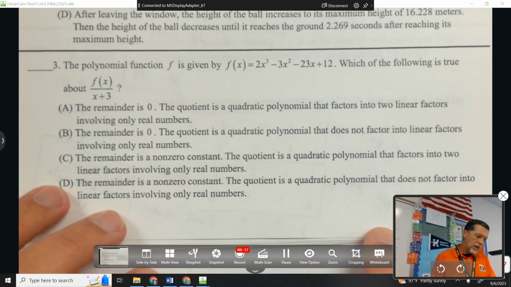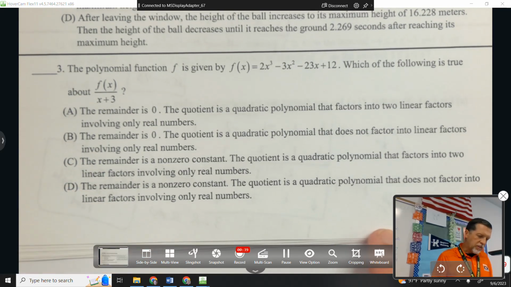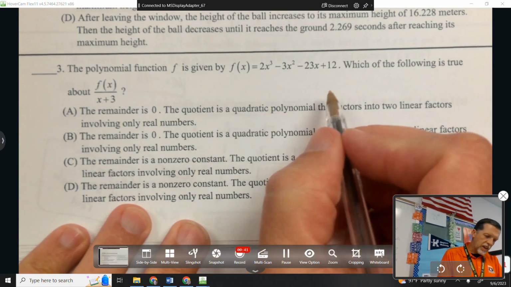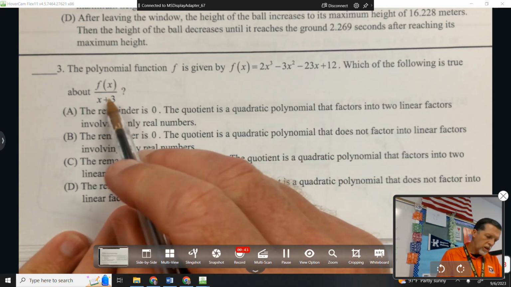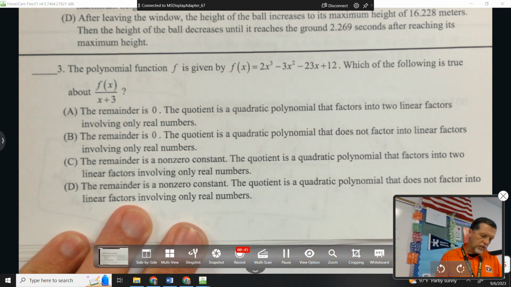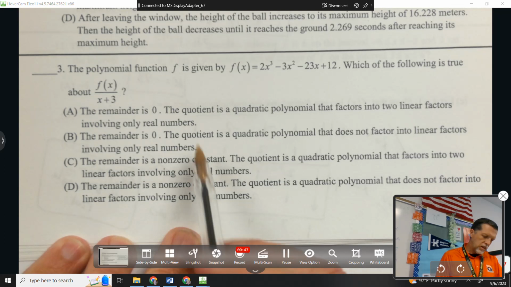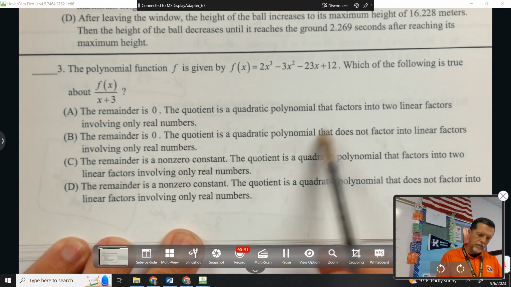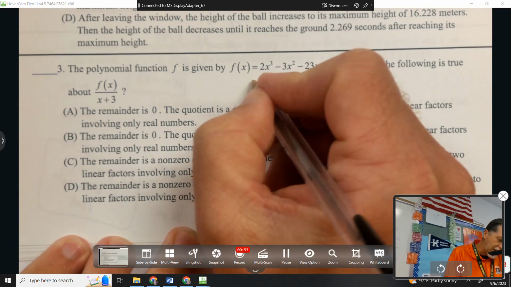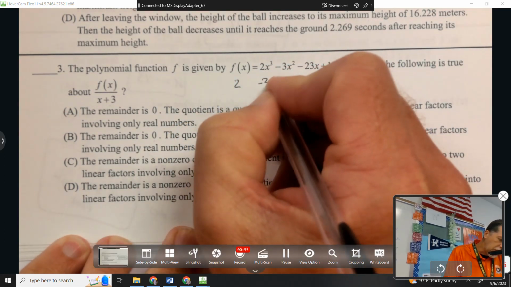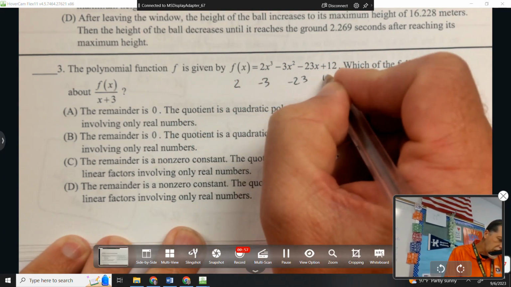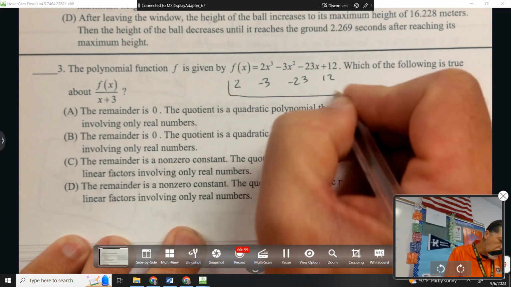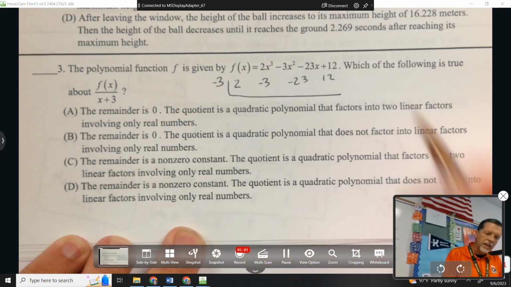Number 3. The polynomial function f is given by this thing. Which of the following is true about f of x over x plus 3? Okay, the remainder is 0 or the remainder is not 0, and then go from there. So I guess let's divide and see what we learn. And a synthetic divide with -3.